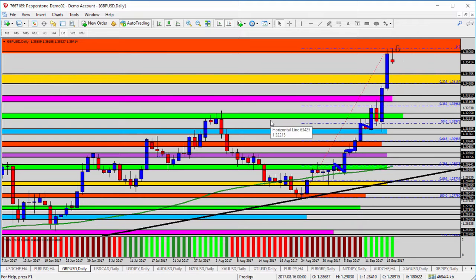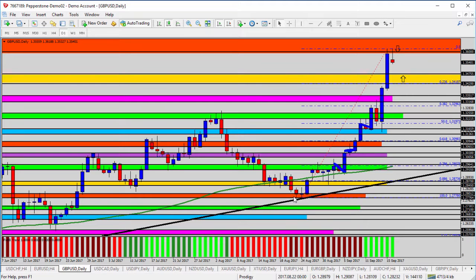If you're going to buy something, it doesn't make sense to buy it at such a high level, at the top of the trend. You really want it to pull back. You want it to come back down to a support. You want the currency to go on sale before you look to go long or buy the currency pair.